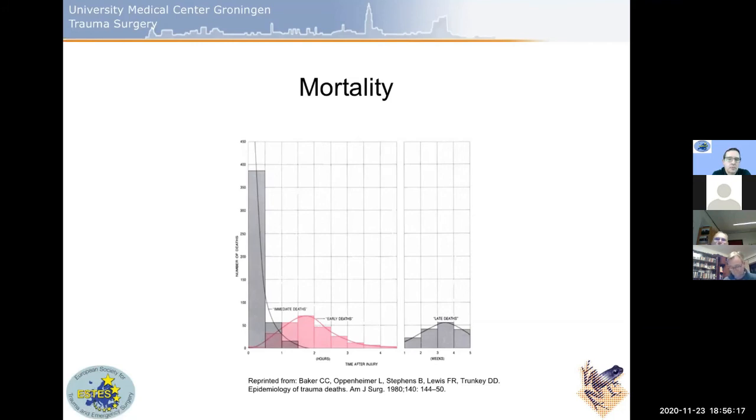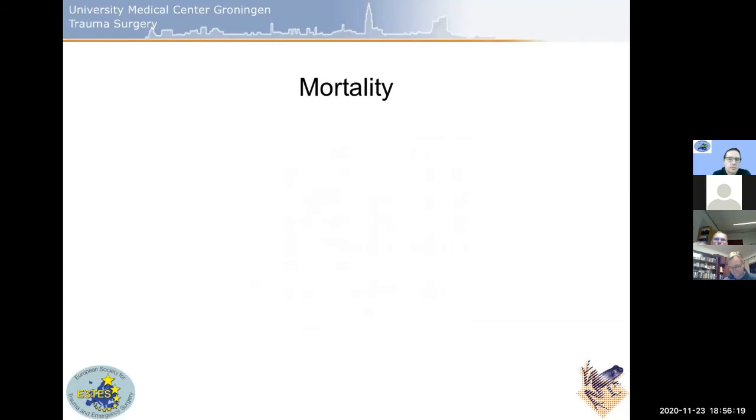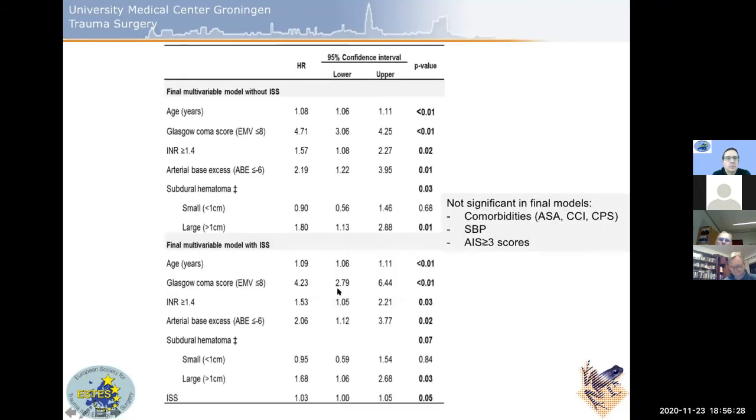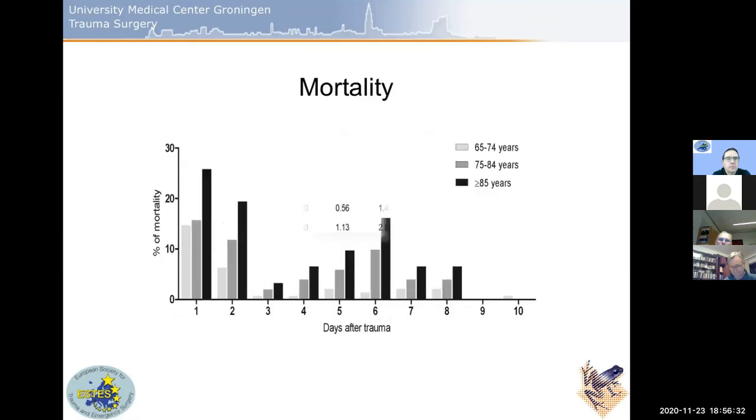But what we see now in the elderly group is a second peak. And the second peak is after 4 to 7 days. And you see, the older the patients are, the more you see this second peak.